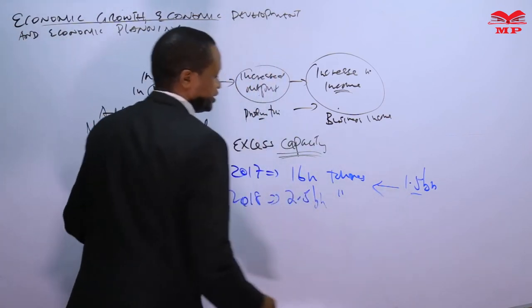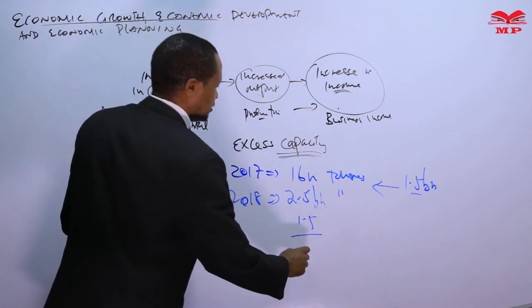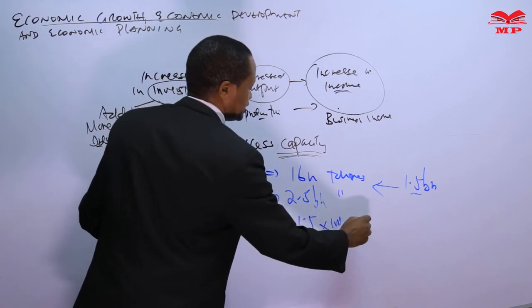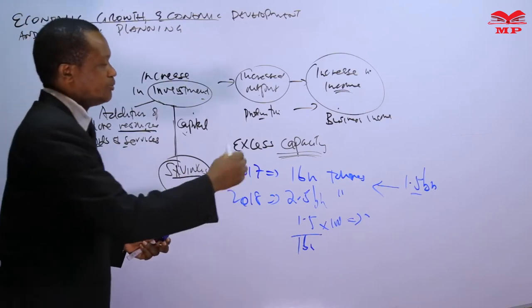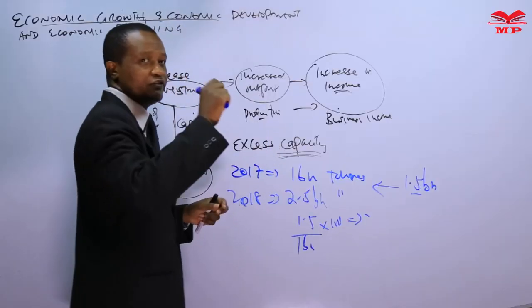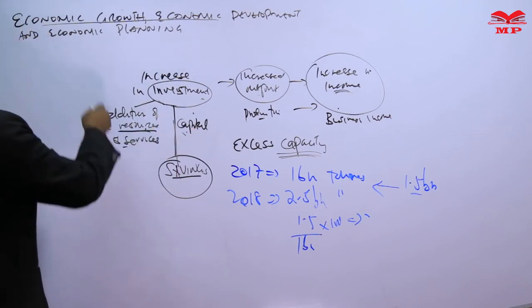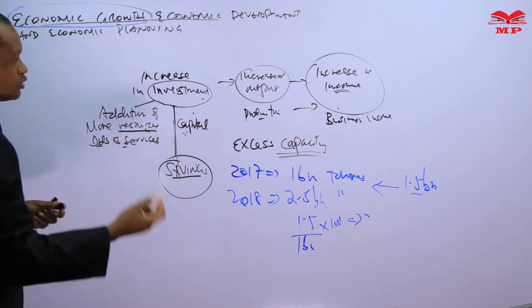If you are to convert this 1.5 into a percentage, you have 1.5 over 1 billion times 100, and this is what you are referring to as the economic growth rate. Economic growth rate, that change in increase in output. The rate of change in the level of national output is referred to as the economic growth rate. Economic growth is determined by measuring the changes in the physical volume of national output. The physical volume, the output, is what we are referring to as economic growth. Okay? This is a simple concept.